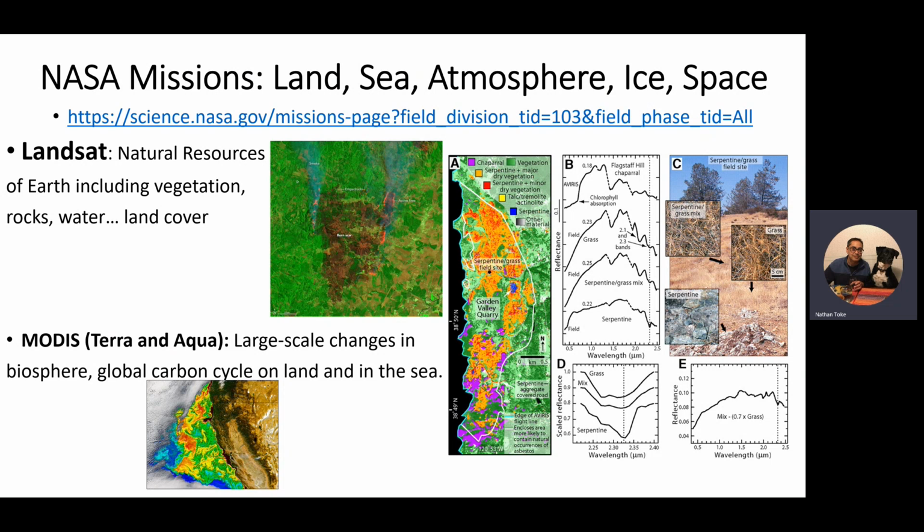And then MODIS, including Terra and Aqua, as you can imagine, one is to look at the Earth and one is to look at the water, is great for measuring large-scale changes in the biosphere, global carbon cycle, on land and in the sea. These two systems are quite different from one another in terms of spatial scale. Landsat pixels are about 30 meters on a side, so we can look at pretty detailed things, including like somebody's yard, whereas MODIS, I believe the spatial resolution is on the hundreds of meters.